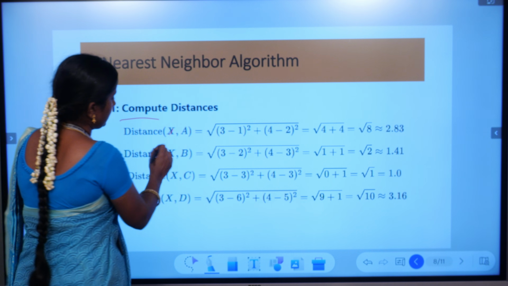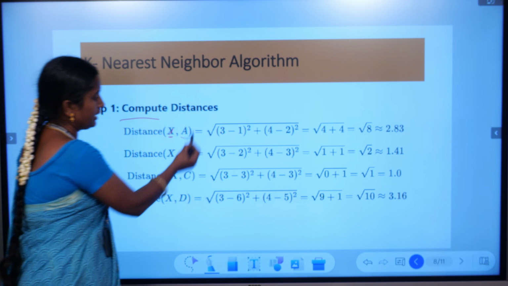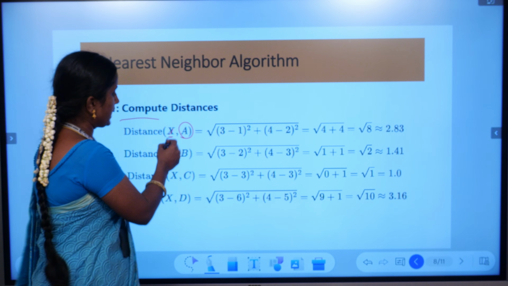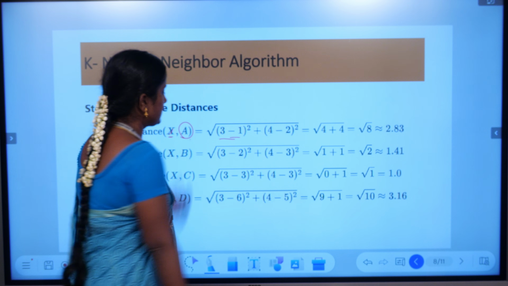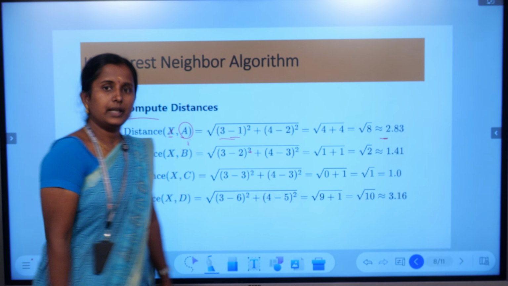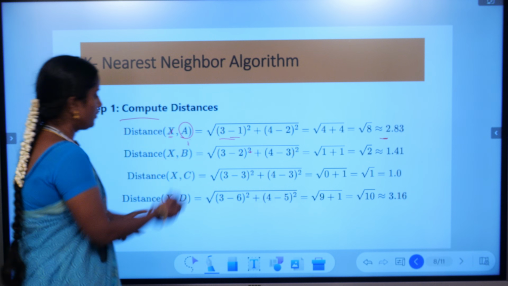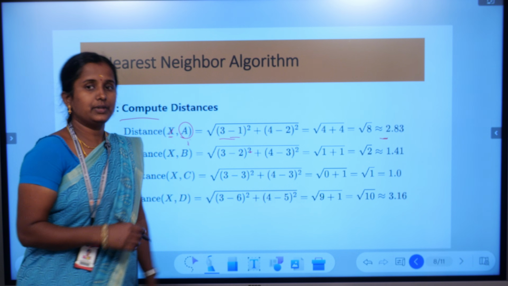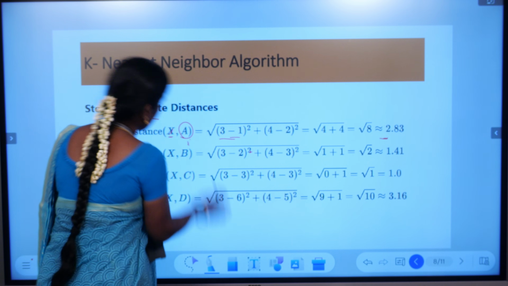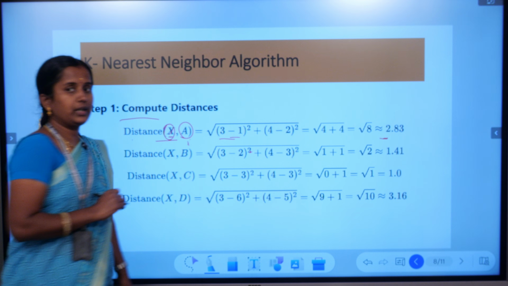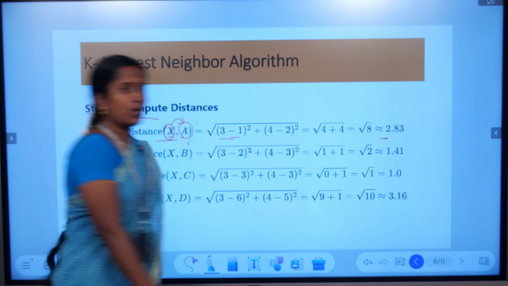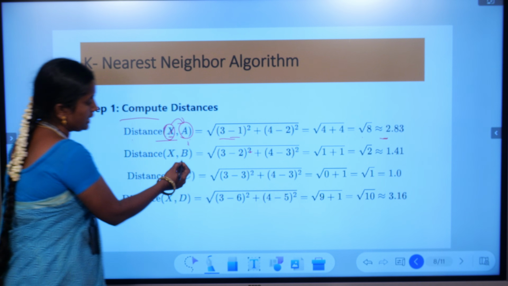Okay, so our testing point is X. We already have the data point A. We have to compute the distance between these 2 data points, X and A. We have obtained the distance value as 2.83. Similarly, we have to calculate for the next data point.